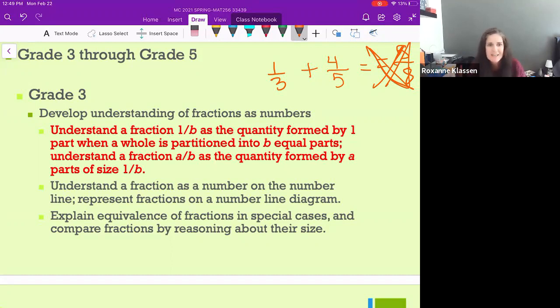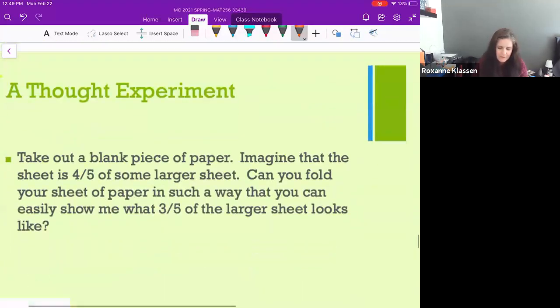Now, can you contextualize a problem like this for students to understand more? Sure. Teachers love pizza, candy bars, right? They love those kinds of things. But you could also do parts of bags, right? You ate 1/3 of a bag of this. You ate 4/5 of a bag of this. How much did you eat altogether? Well, you definitely ate more than one bag, right? So it's nice to think about these things.